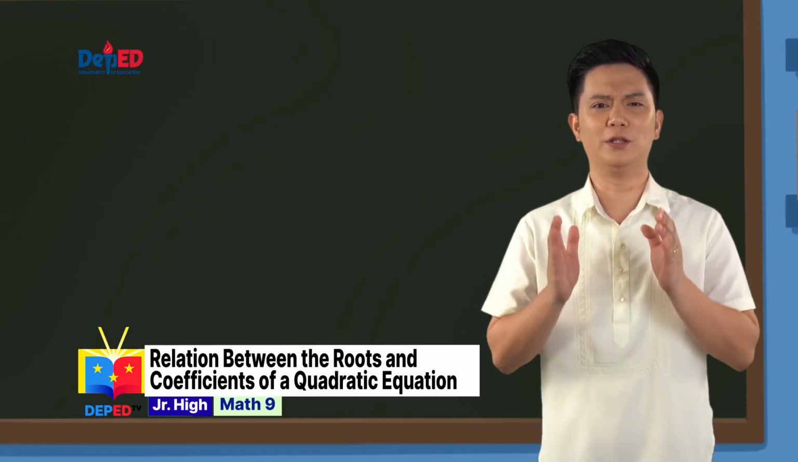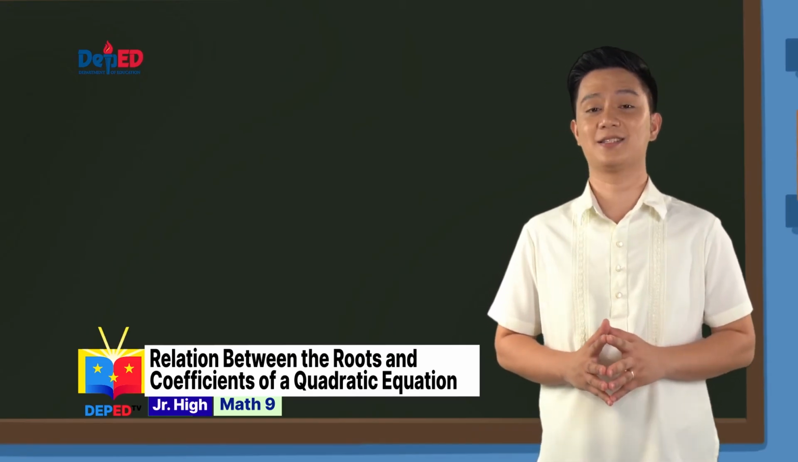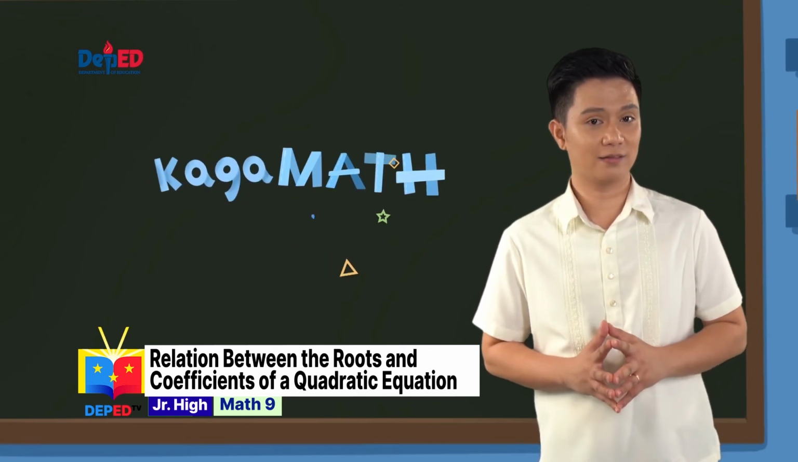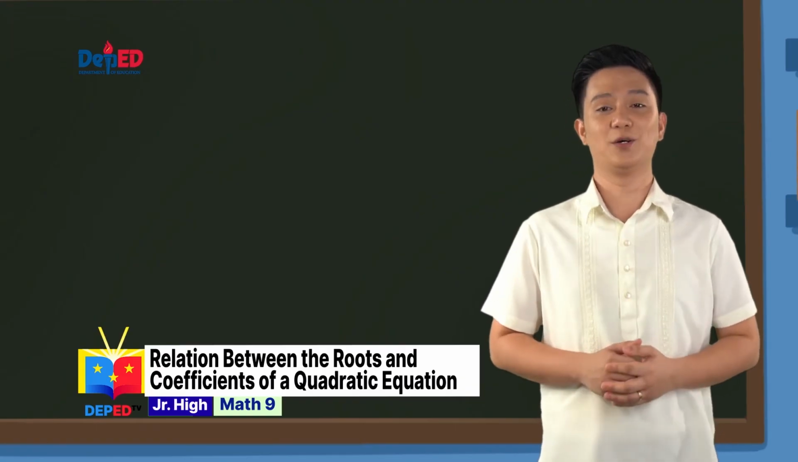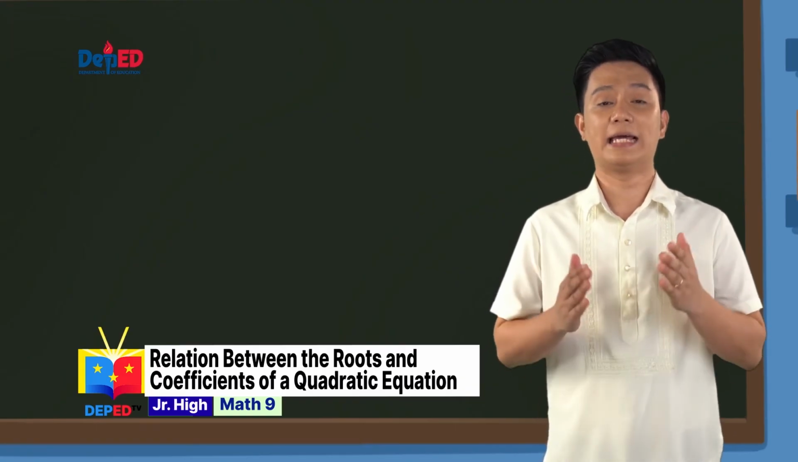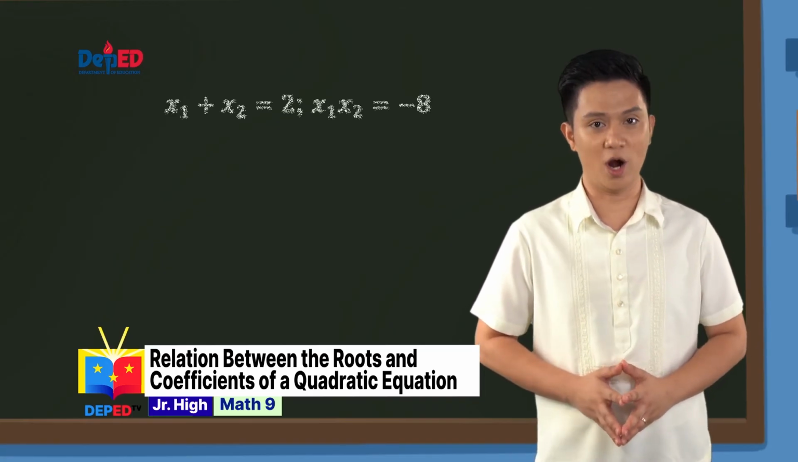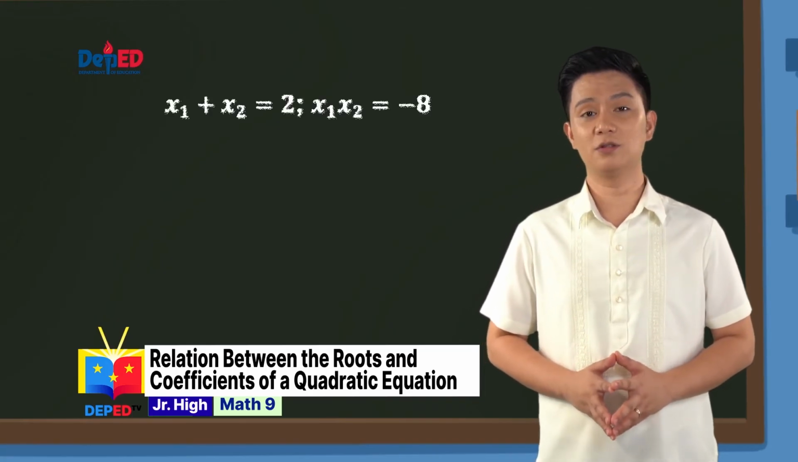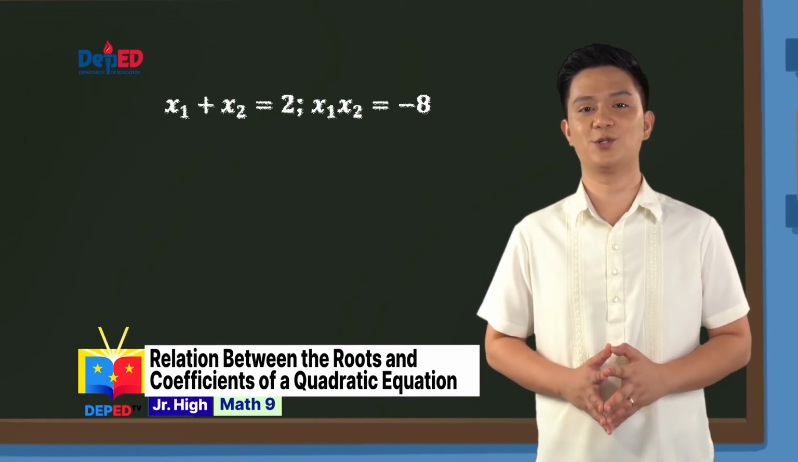Of course, we don't proceed elsewhere unless we answer some exercises. Are you ready, Kagamath? So, ready your paper and pen and let's do this! We will form the equation given information about its roots. Item number 1. Sum is 2. Product is negative 8. 15 seconds. Go!